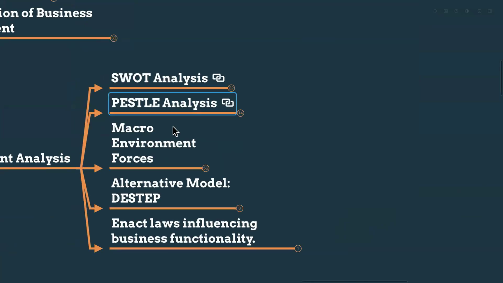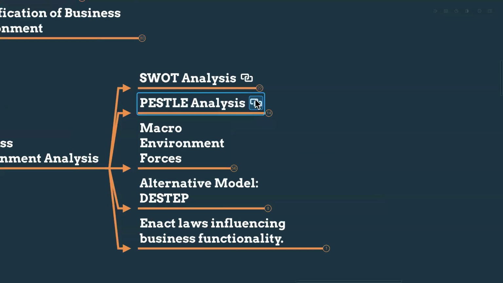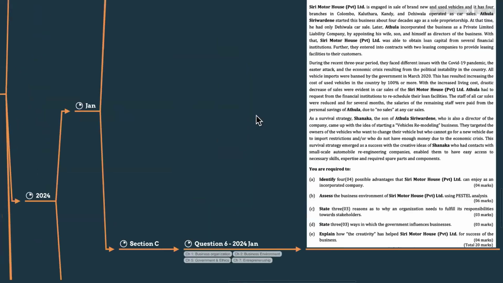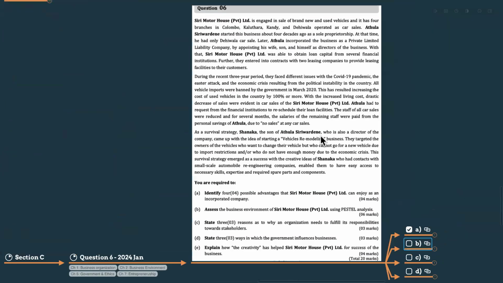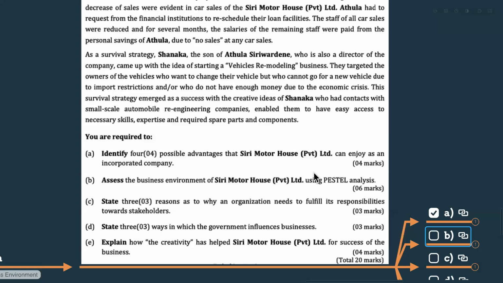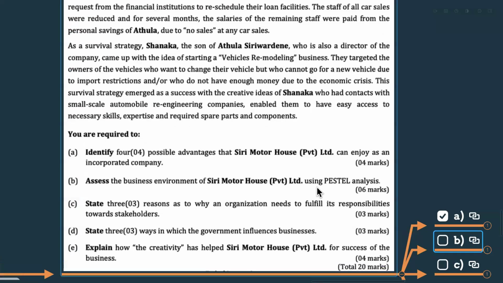That is the meaning of PESTLE analysis. All right, so let's see one question about PESTLE analysis. That is actually a question from the 2024 January paper. Question B: assess the business environment of Siri Motorhouse Private Limited using the PESTLE analysis. What do you have to do? You have to put a heading for political, economical, social, technological, ecological, and legal.